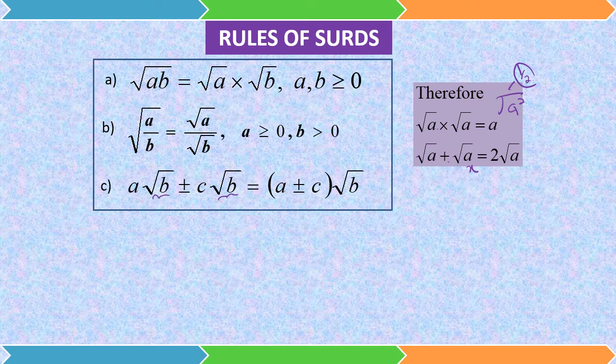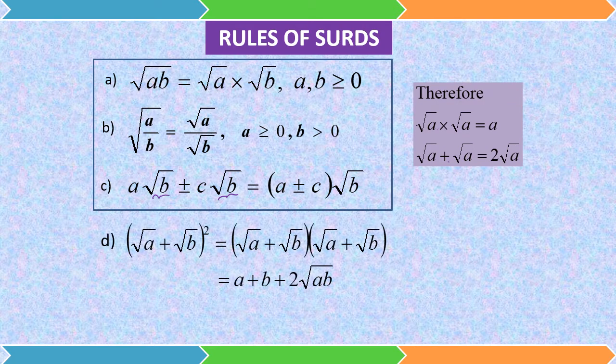Okay, so what is the next rule? The next rule is the expansion of addition between two surds. Surd a plus surd b, all to the power of 2, can be expanded. What we should do is expand each of the terms, multiplying each of the terms: surd a multiplied with surd a, then surd b multiplied by surd a, then surd a multiplied by surd b, and surd b multiplied by surd b.